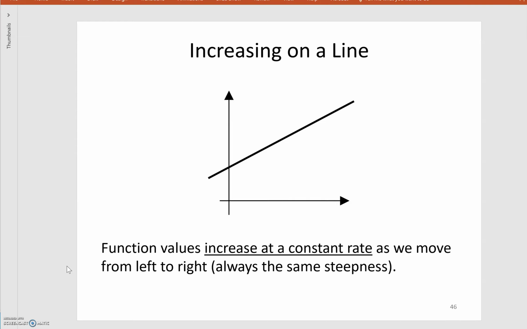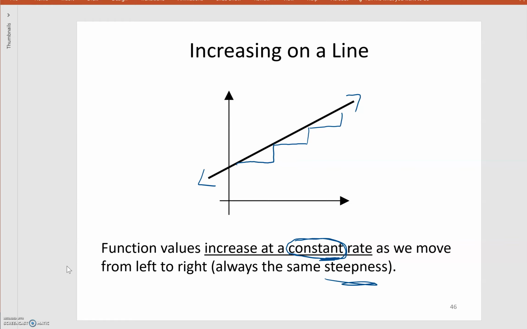Let's look at this picture. What you've got here is a line. This is an increasing line, and its rate of increase is constant. Let's think of this on an intuitive level. The idea of constant rate means that it never gets any steeper. The steepness from here to here is the same as the steepness from here to here. We can quantify this by thinking about rise over run. If I go the same run, I get the same rise. So the steepness is constant.